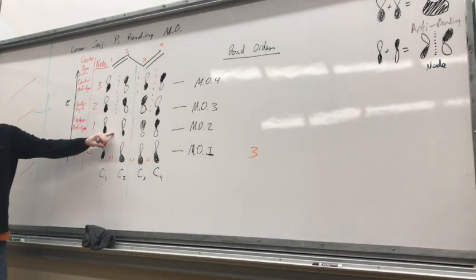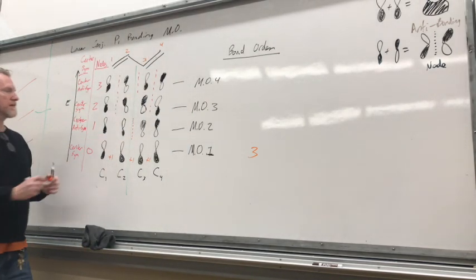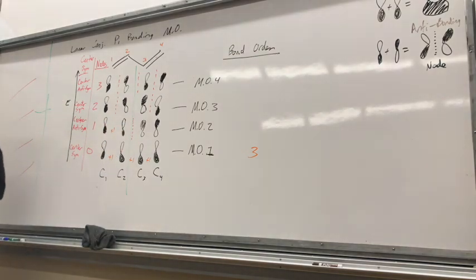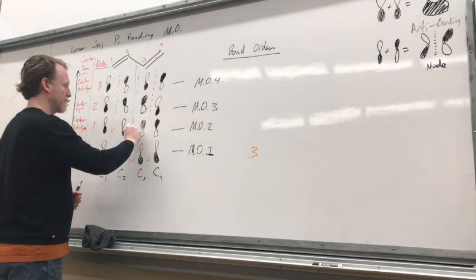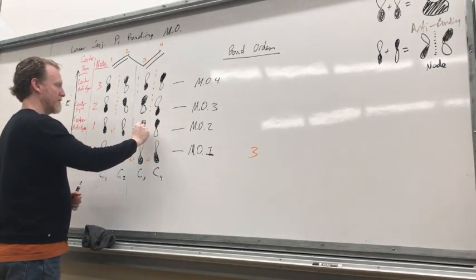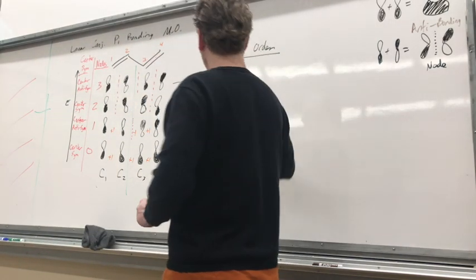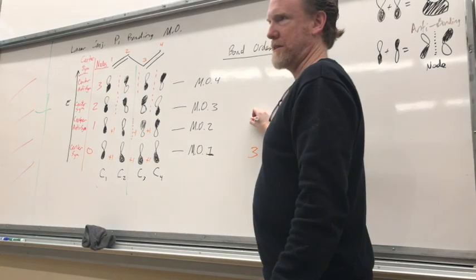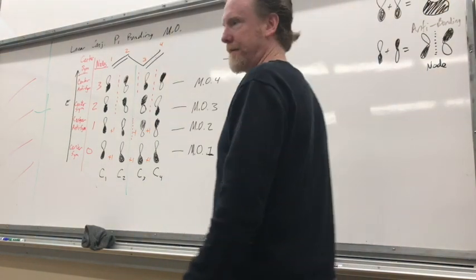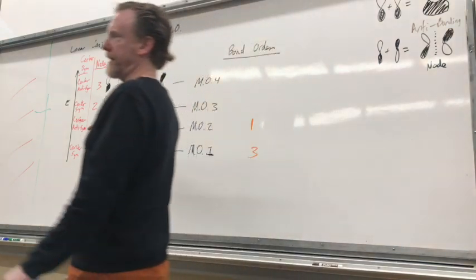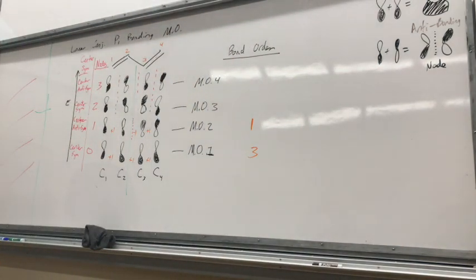Next one, is this a bonding interaction? Plus one. What about the middle? What do you think I should do there? Negative one from Sarah. Okay, we'll do it that way. Negative one, and this one? Plus one, yeah. So what do you think the bond order of this is? One. Yeah. It's still overall bonding, even though it has one anti-bonding node.